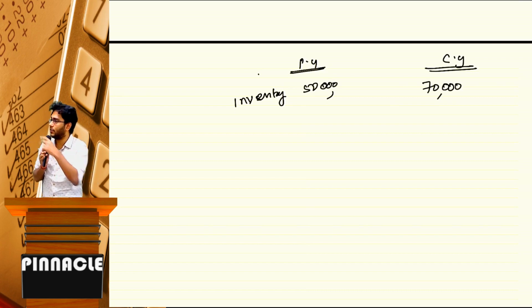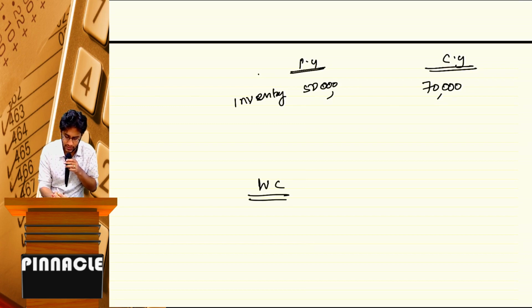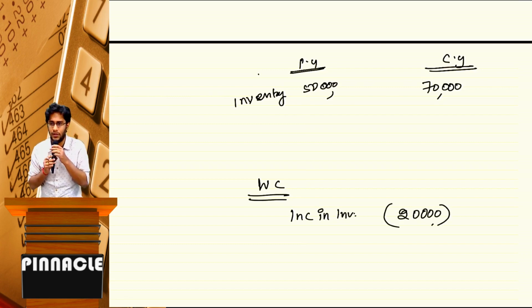You tell me, what is the treatment of this? 50 became 70. 20,000 inventory increased. Inventory increased because I purchased stock. Therefore, 20,000 is an outflow you will show. So while doing working capital adjustments, an increase in inventory of 20,000 rupees is an outflow. You understood, no? Now you see the twist.